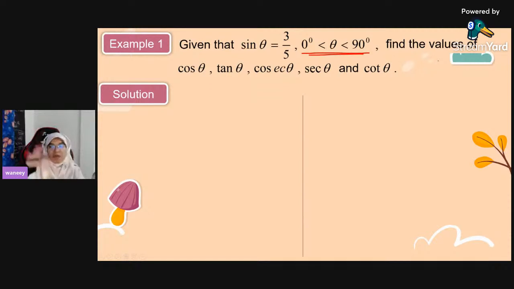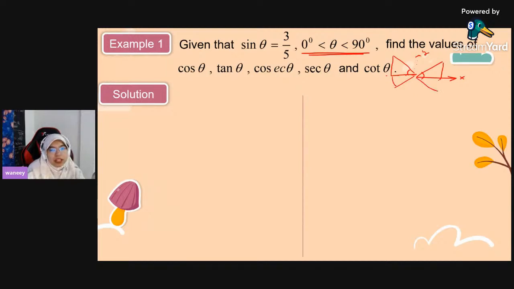Altogether we have 4 quadrants, right? The first, second, third, and fourth. Since theta is between 0 and 90 degrees, I know for sure that when I draw my triangle, it should look like this because it is in the first quadrant. This is x, this is perhaps the y. If they are in the second quadrant, then theta will be between 90 and 180, so your triangle will look like this. Those are in the second quadrant. Third quadrant, so below here then.